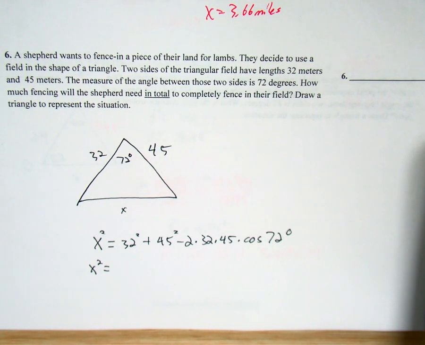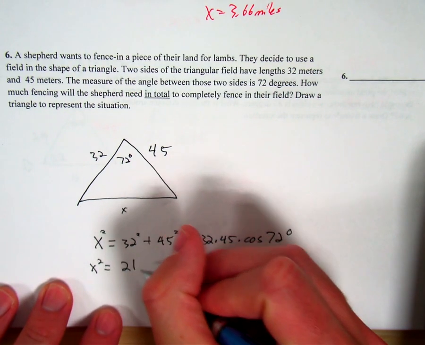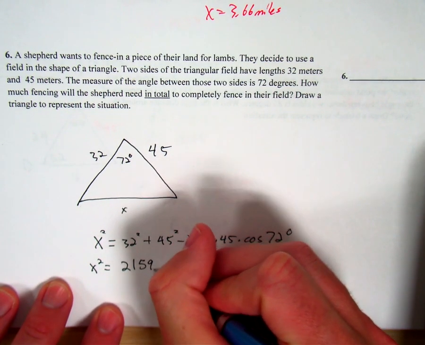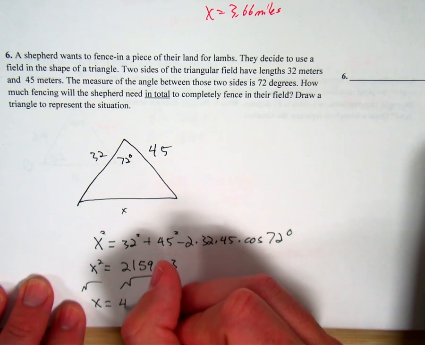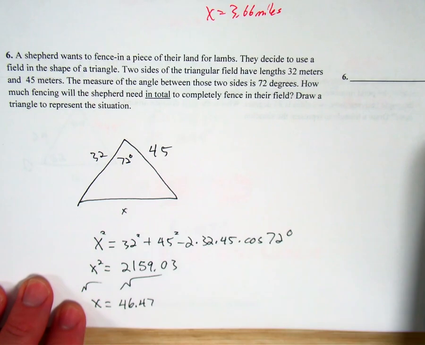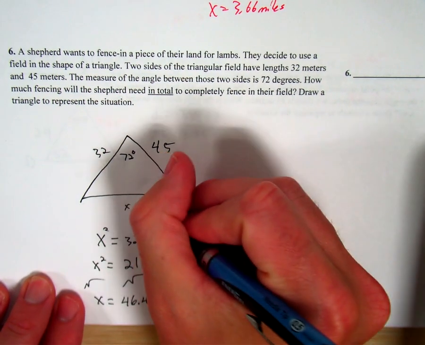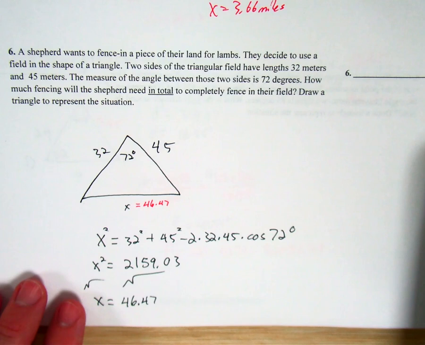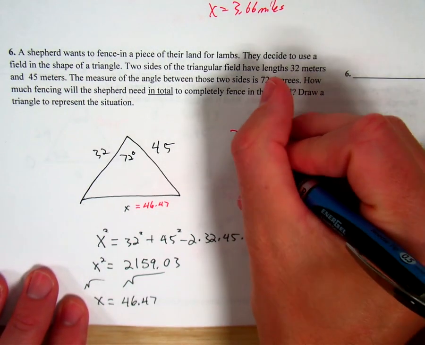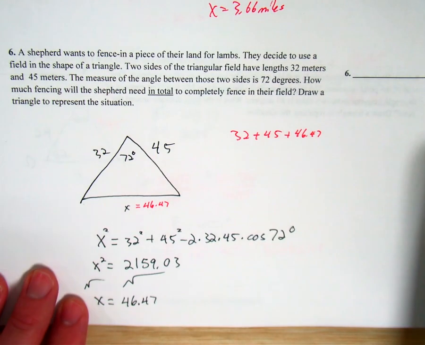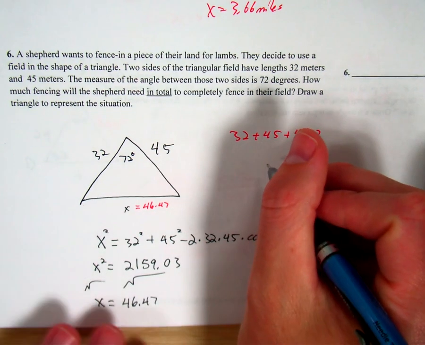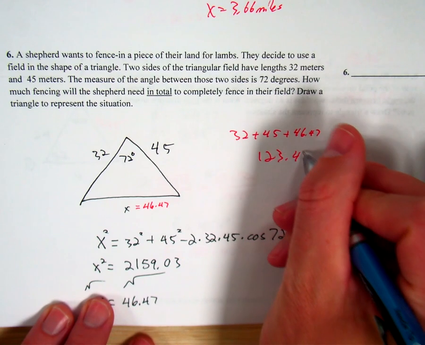Okay, we should be able to type that in, and it should be something like this, 2159.03. We square root and round to 2 decimals, that's 46.47. That is not the answer. The answer wants to know the whole perimeter. How much fence do they need? 32 plus 45 plus 46.47. And that should total 123.47 meters.